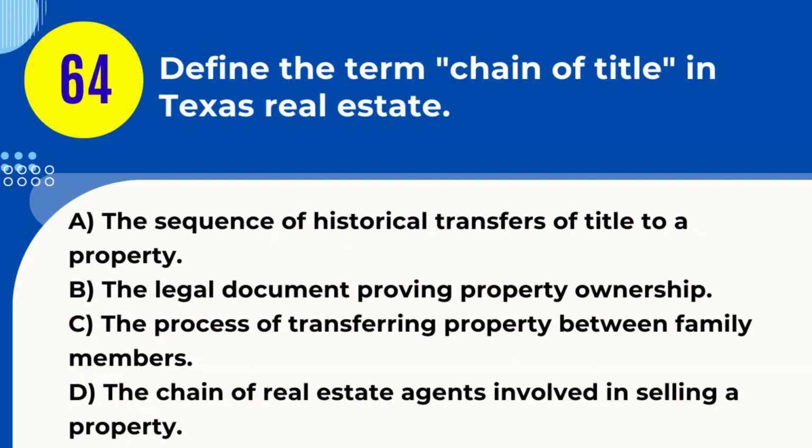Question 64. Define the term chain of title in Texas real estate. A. The sequence of historical transfers of title to a property. B. The legal document proving property ownership. C. The process of transferring property between family members. D. The chain of real estate agents involved in selling a property. Answer. A. The sequence of historical transfers of title to a property. Explanation. The chain of title in Texas real estate refers to the chronological sequence of conveyances or transfers of title associated with a particular property, tracing its ownership history.